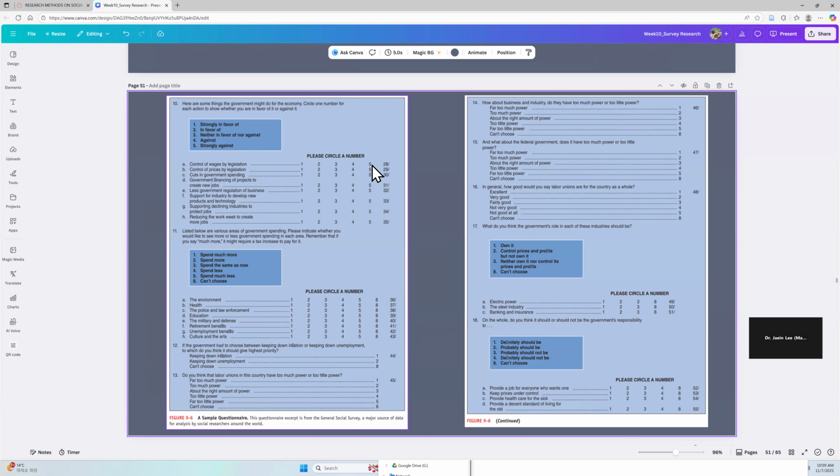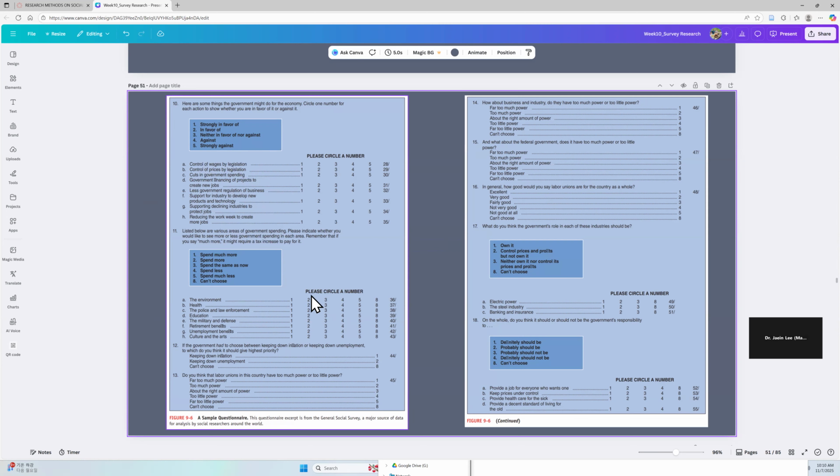Number five is strongly against about that. So, what do you think about this? There should be government action, controls of the wage by legislation, controls of the prices by legislation, cuts in government spending, government enhancing projects to create new jobs, and so on. So you can align these answers within the same topic because these are more about their agreement or disagreement about the government policy. Okay, this is the government spending.